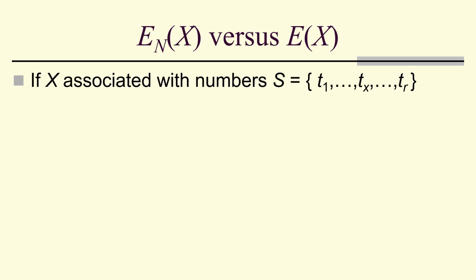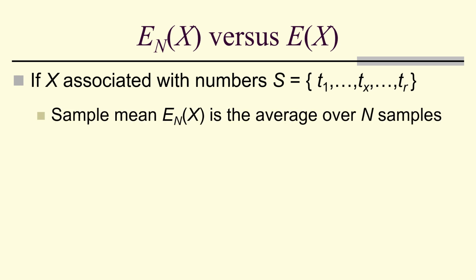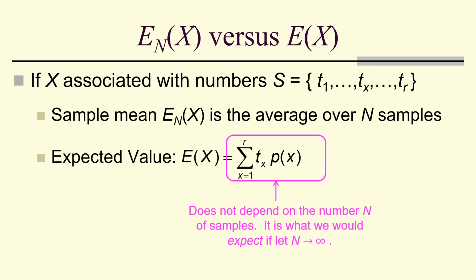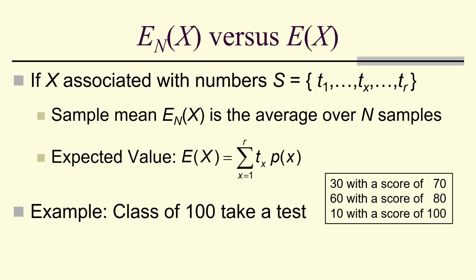So if x is associated with these numbers, again, sample mean is the average over n samples. Expected value is the sum of t_x times p of x. Notice it doesn't depend on the number of samples. It's what we would expect if we let n go to infinity. For example, suppose we had a class of 100 that took a test, and 30 of them had a score of 70, 60 had a score of 80, and 10 had a score of 100.